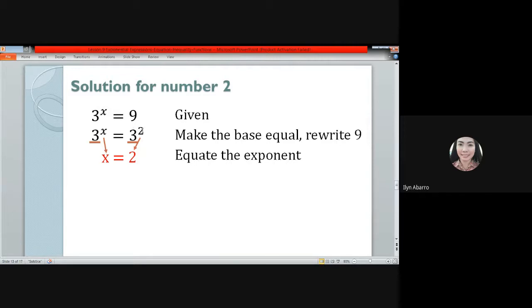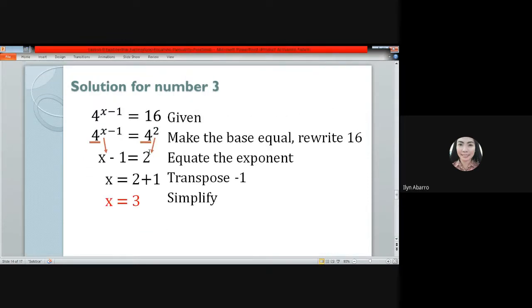3 squared. Okay? Now, that the bases are equal, 3 dito at 3 din dito, we can now equate the exponents. So, x is equal to 2. This is the answer, 2. So, ganun lang. As simple as that. Okay?